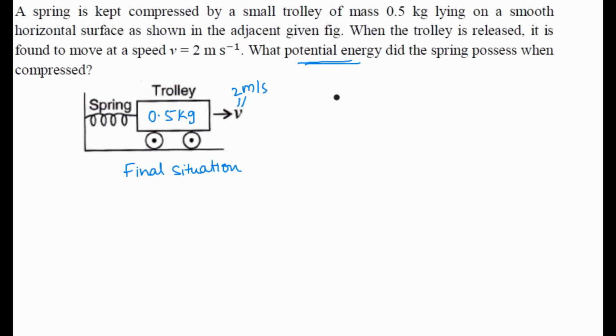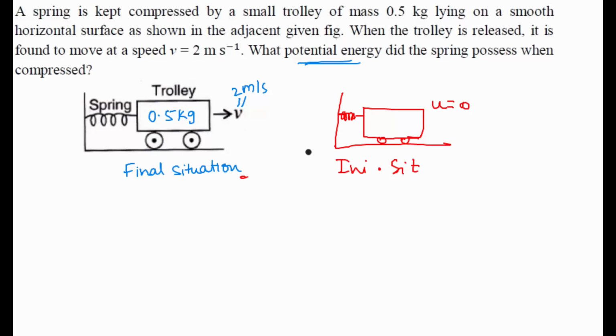Let's try to understand what the initial situation is. The spring is compressed, so it will have potential energy, and the trolley is at rest initially. So its initial velocity u is equal to 0. Now from these two situations, the initial situation and the final situation, you can clearly see that this entire potential energy is getting converted into kinetic energy here.